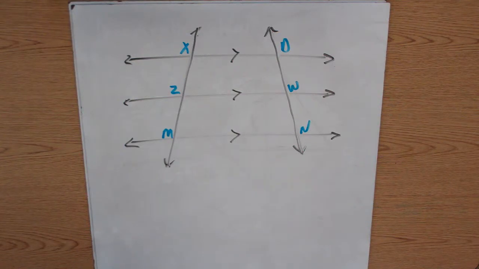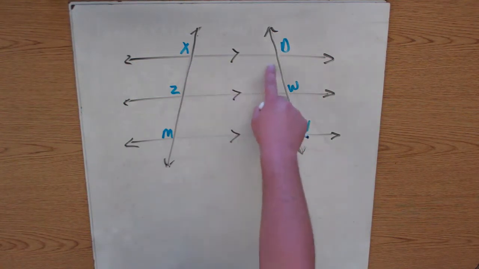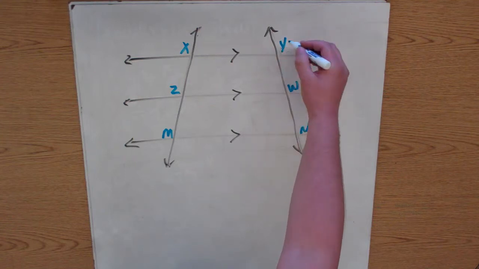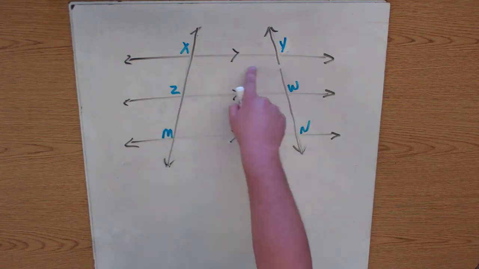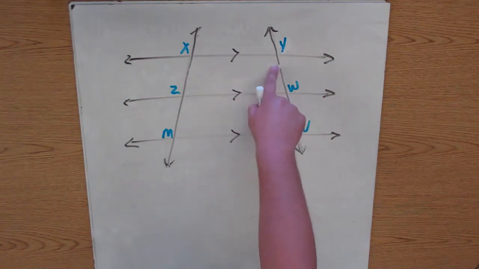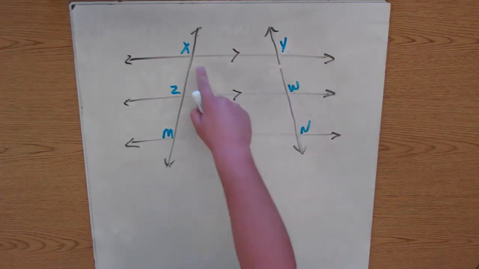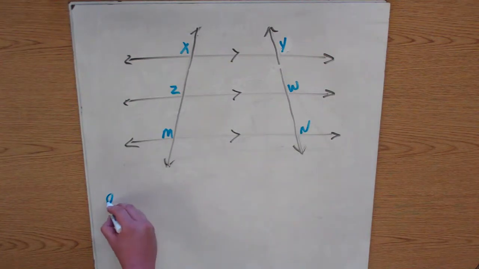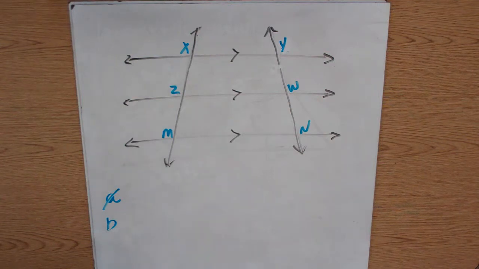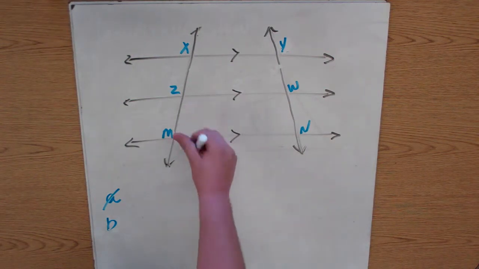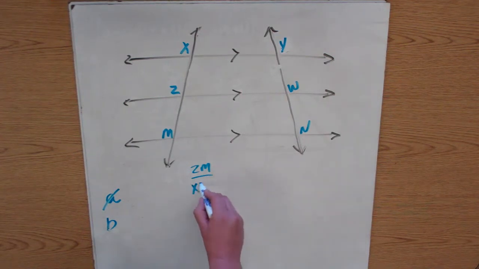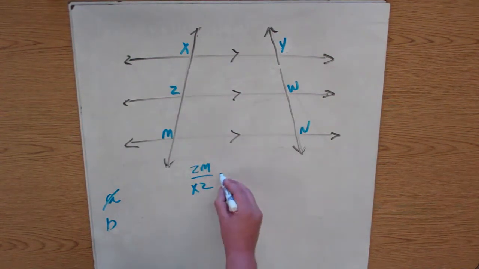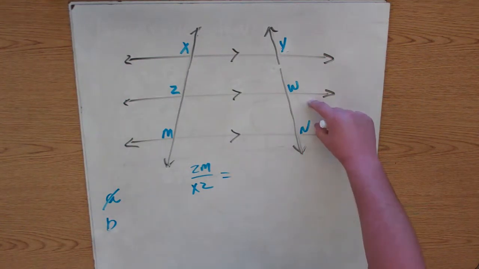Look at letter A. It says xy. Well, xy goes this way. None of the proportions that we went over go along the horizontal or the parallel lines. So we know A does not work. Let's look at B. B is zm over xy, so that's this over this. So that means it'll need to equal this over this.